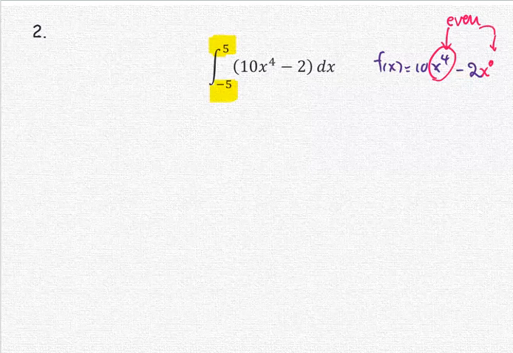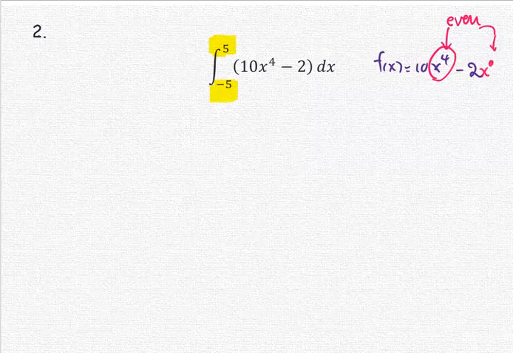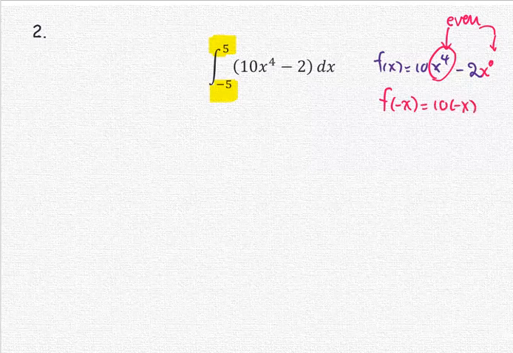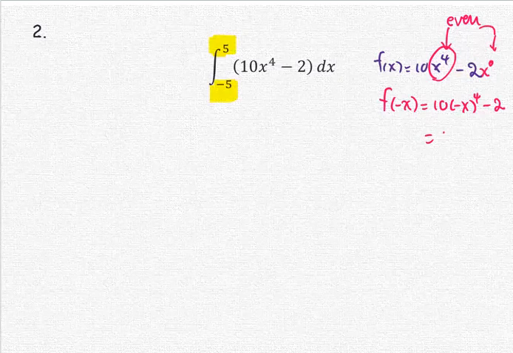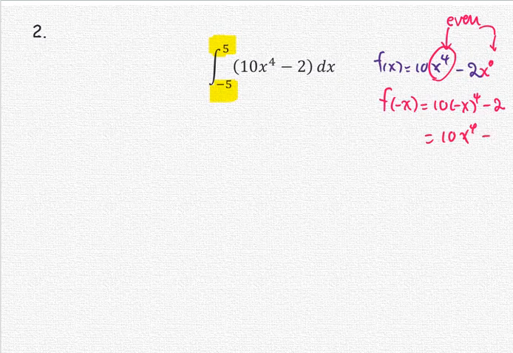If you are not sure or you don't want to use this way, another way to check is replacing x with a negative x and seeing what comes out. This is a concrete way to verify. Replace x with a negative x, negative x to the fourth becomes positive x to the fourth. So 10x to the fourth, nothing to do with the 2. It returns exactly the same function value. So this way, it's totally clear that the function f of x is an even function.